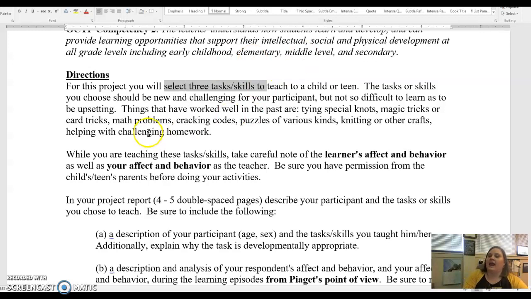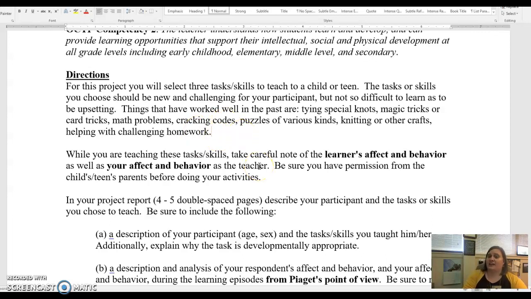or skills. And things that have worked well are tying knots, magic tricks, card tricks, math problems, cracking codes, doing different puzzles, Rubik's Cubes, knitting, other crafts, or helping them with challenging homework. So you want it to be something that's not so difficult that they can't learn it, not so difficult that they get upset, but you don't want it to be too easy either. You want it to be new and challenging.